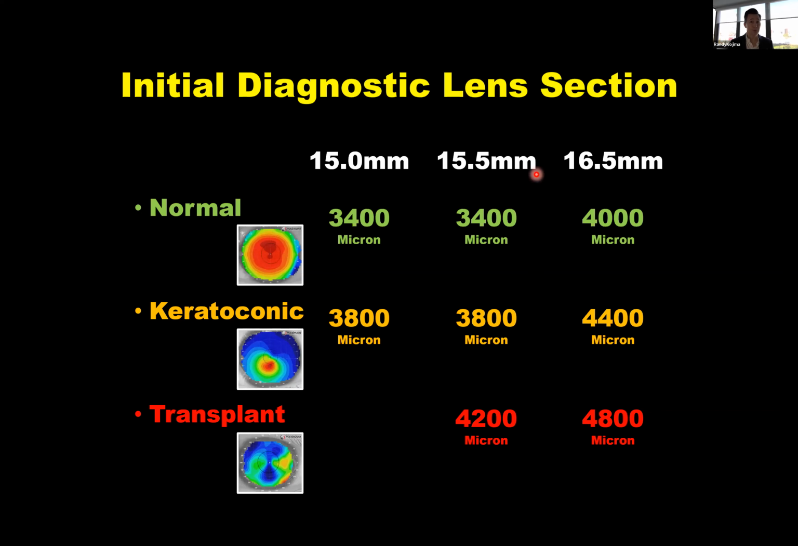If you're going to use the 15.5 because your horizontal visible iris diameter, your corneal diameter, is smaller, then you're going to start with the 3,400 for normal, 3,800 for diseased, or the 4,200 for a transplant. So this gives you an idea of how to start. Really simple. The vast majority of the time, these 3 trial lenses are all you need in your fitting set. But of course, the fitting set is much broader than that.